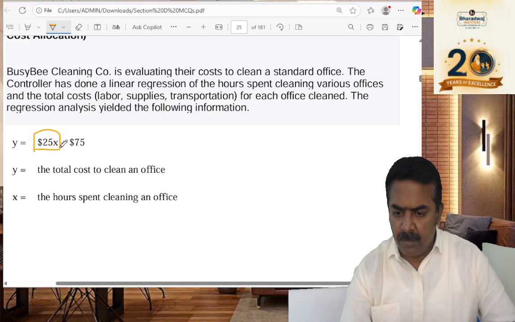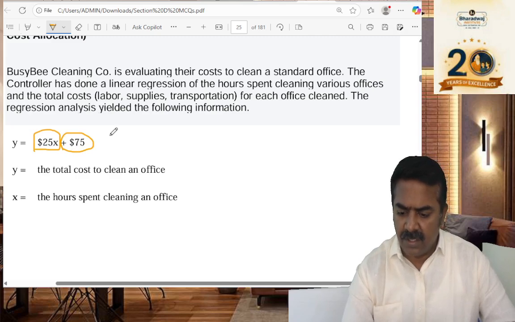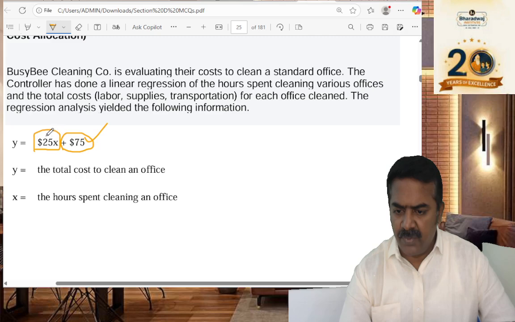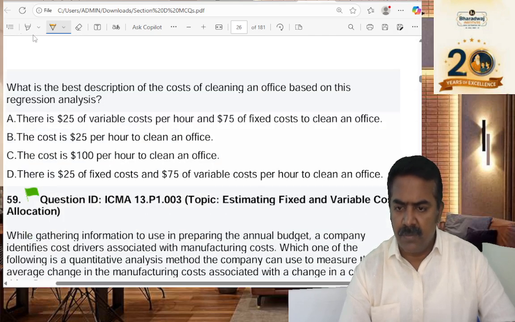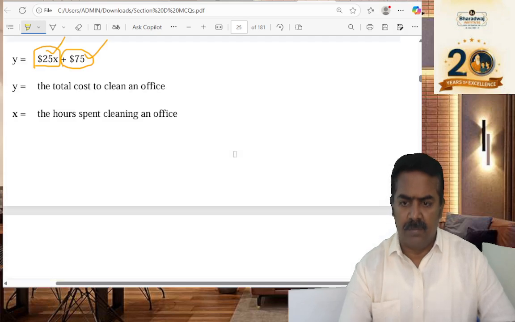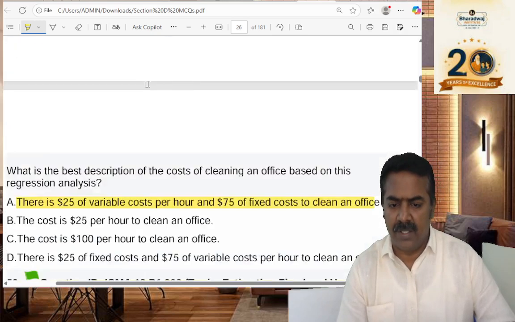They have given $25x plus 75. So what is the fixed cost? What is the variable cost? 75 is fixed cost and 25 is which one? Variable cost. What is the correct answer? A. They have given it in the other way, that's all. A plus bx, it's given in the other way.